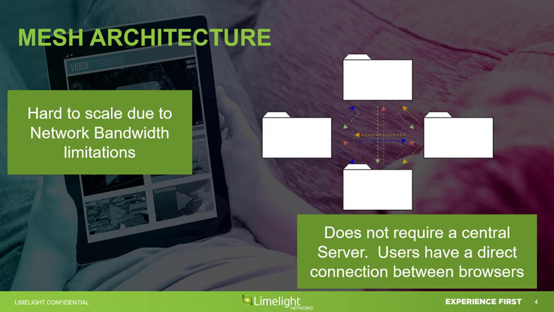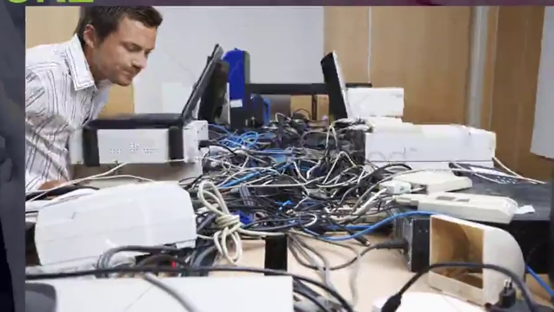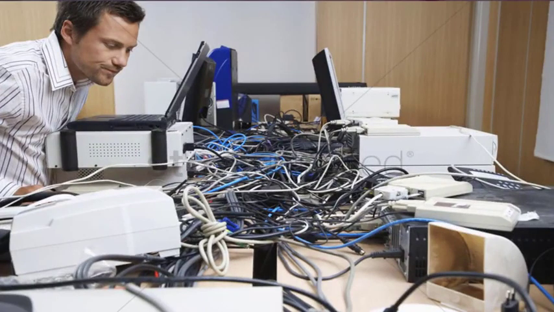In a mesh network, every client has a direct connection. In this example, with 4 clients, each client will need to manage 6 connections, or 3 two-way connections. You can see how this can get messy fairly quickly.